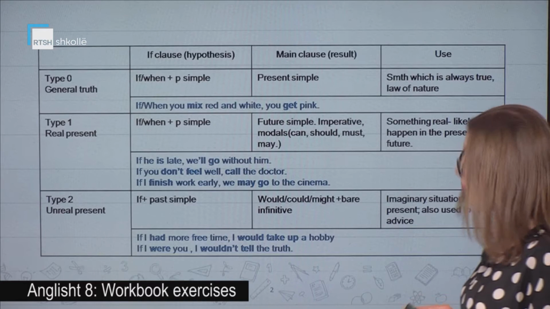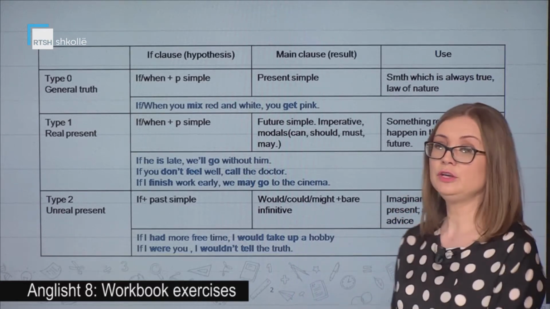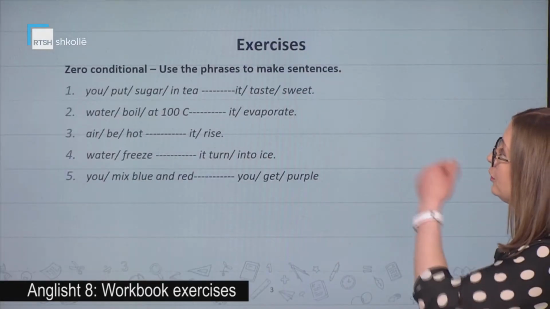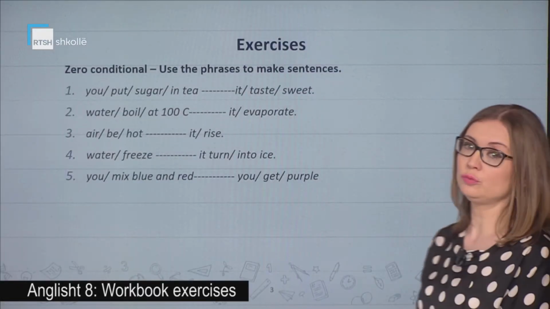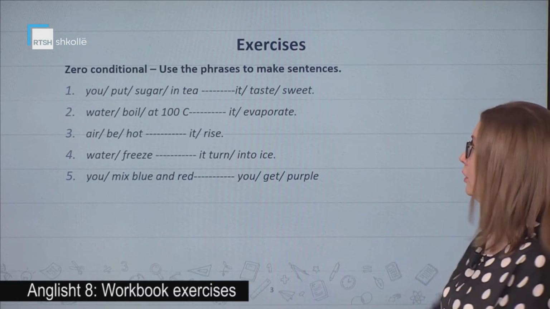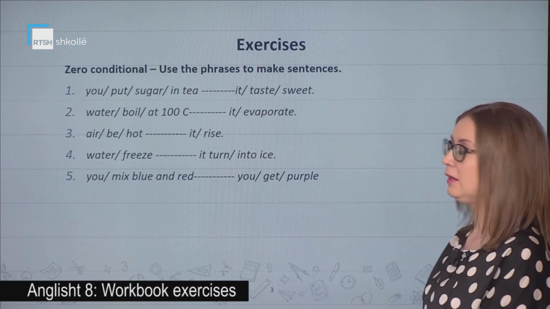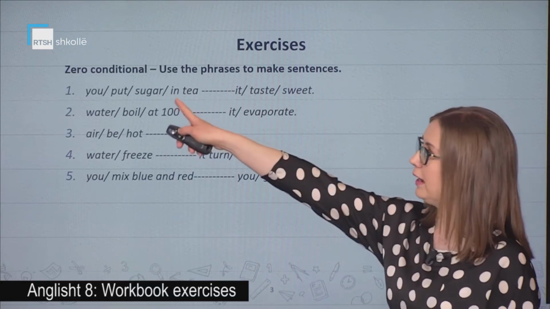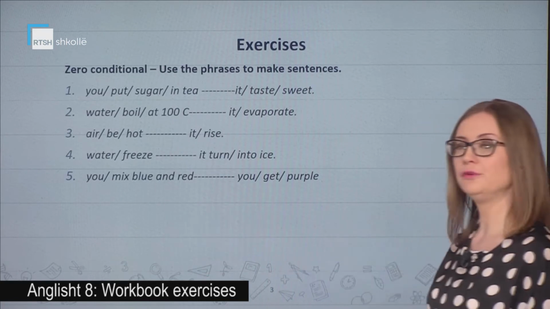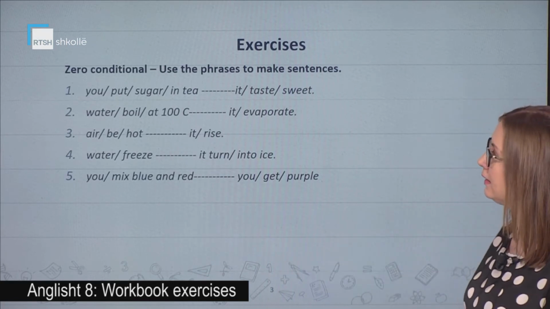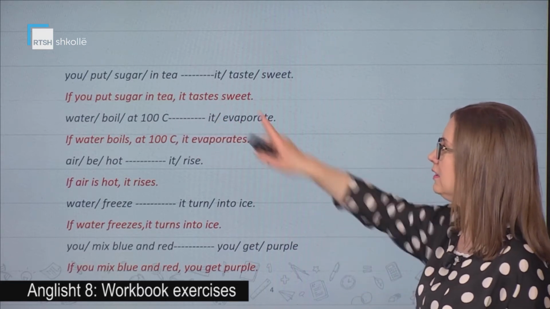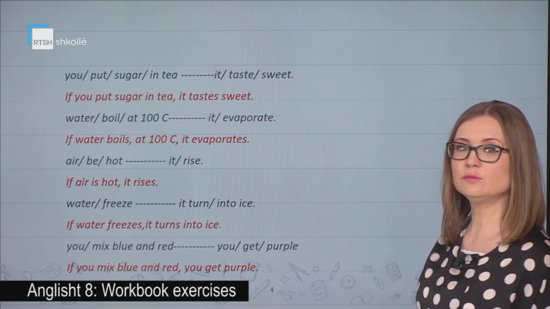So, keeping in mind the information I gave you, you're going on with the exercises that we're going to read together. The first one is about zero conditional. Use the phrases to make sentences. So we have the phrases here, and we have to form 5 sentences. Let's read the first one. If you put sugar in tea, it tastes sweet.